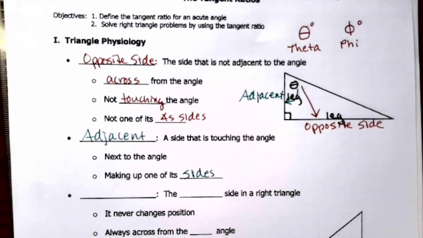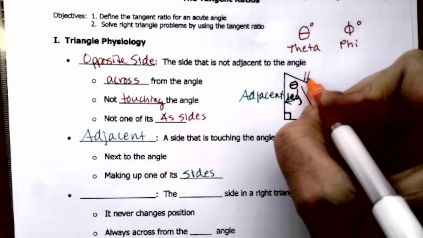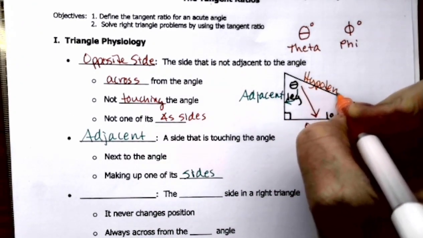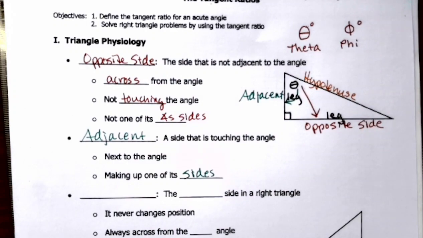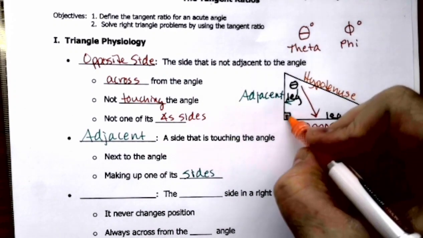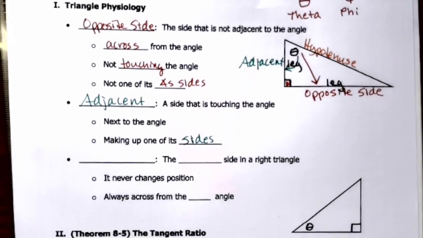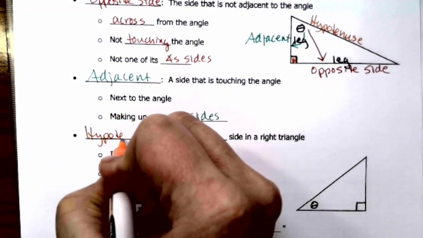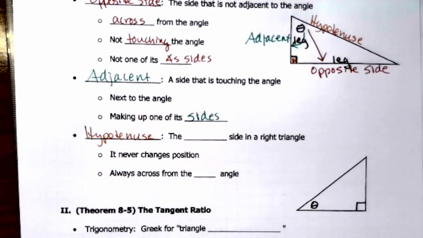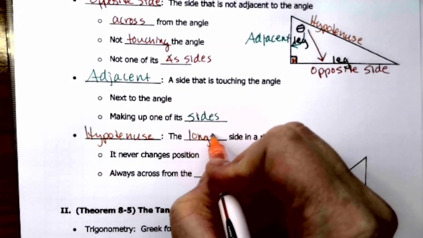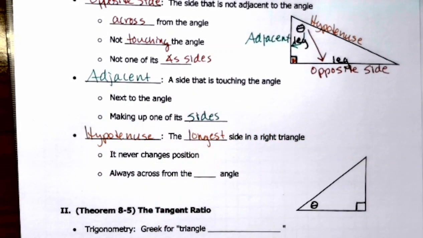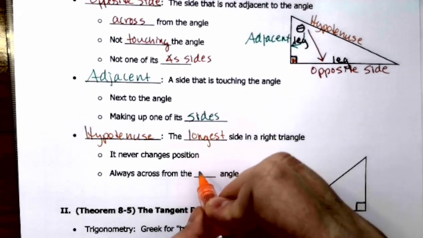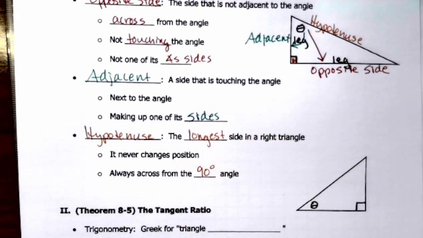Now you'll notice that neither the opposite nor the adjacent side is the hypotenuse. That's because the hypotenuse never moves. It stays where it's at. It's across from the 90 degrees. So that's our third body part, is the hypotenuse. The hypotenuse is always the longest side in the triangle. It never changes position, and it's always across from the 90 degrees.